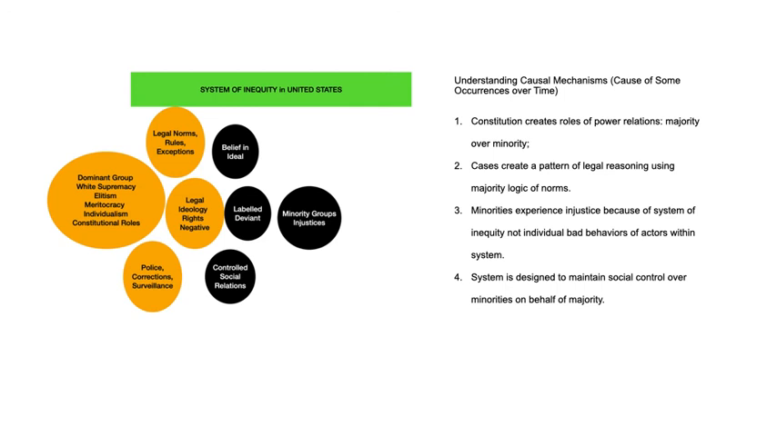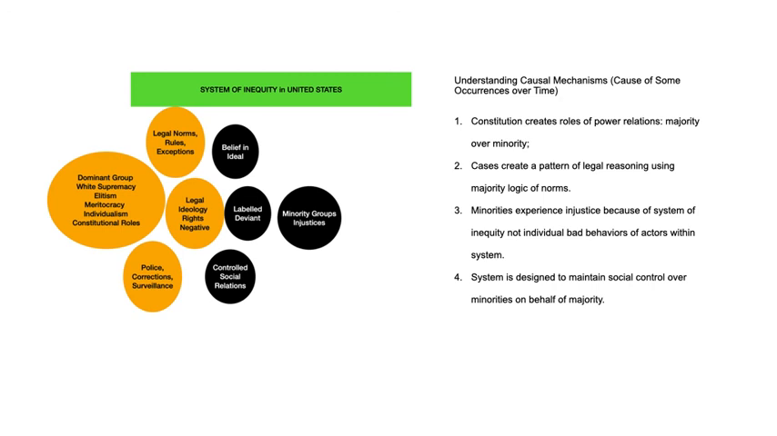Now, minorities experience injustice because of the system, not because of individual bad behaviors, right? The bad behaviors of the actors within the system are based on the fact that they get benefits for those bad behaviors. If we increase the costs of those bad behaviors, which means we'd have to change all those things in the orange, then obviously they would behave differently.